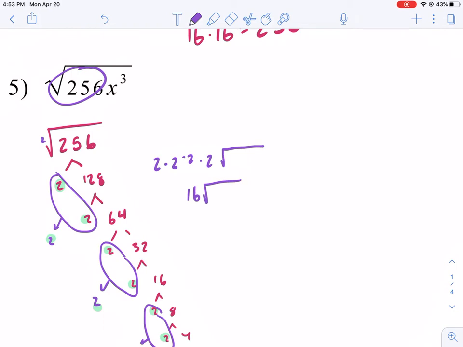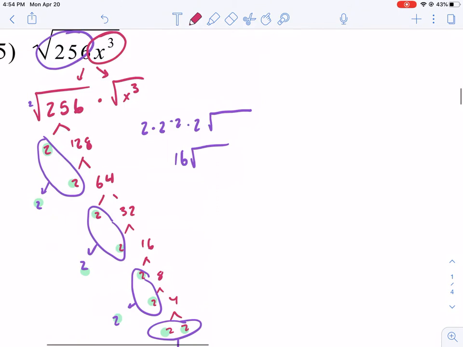Now, the reason why I wrote that blank radical is because we need to account for this x cubed. So we have the square root of x cubed. This big radical, the square root of 256 x cubed, can be rewritten as the product of 2 square roots. So now we have to deal with the square root of x cubed.